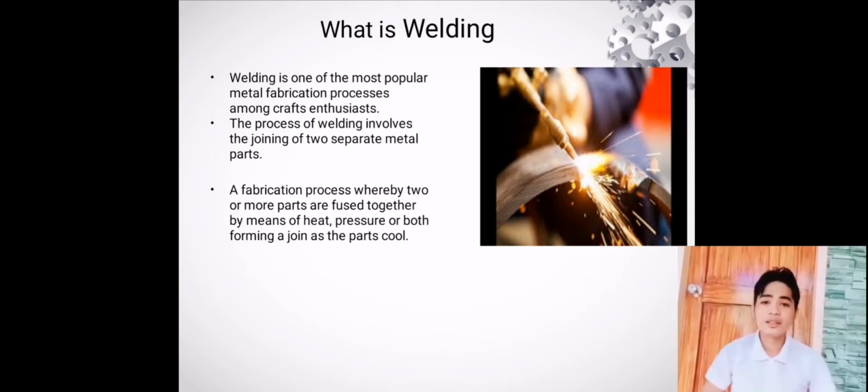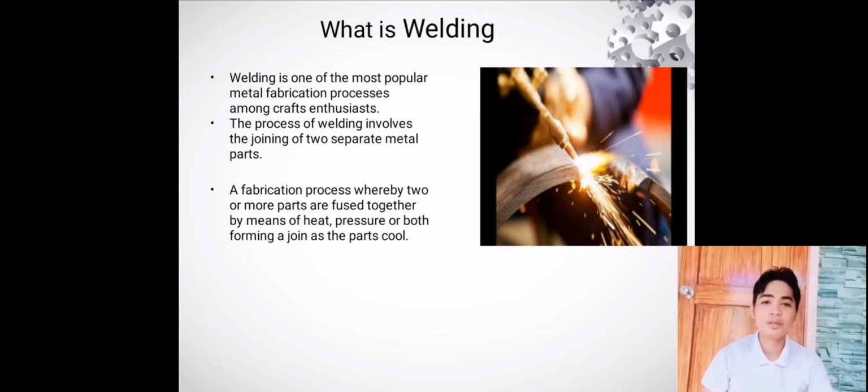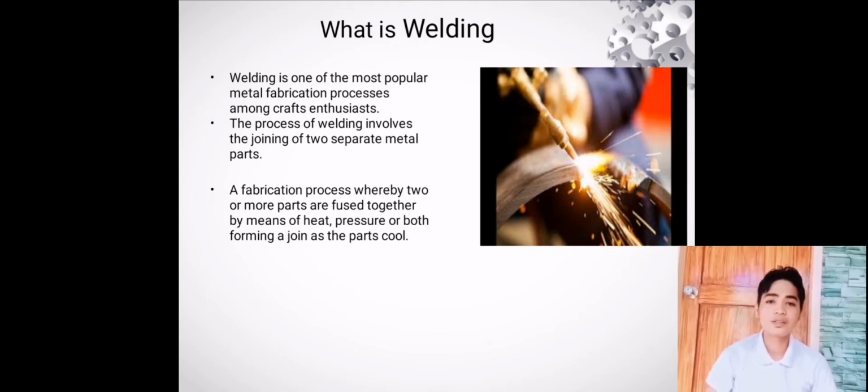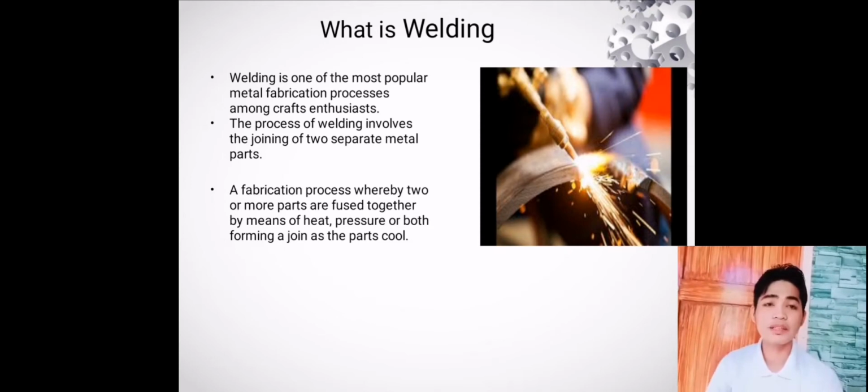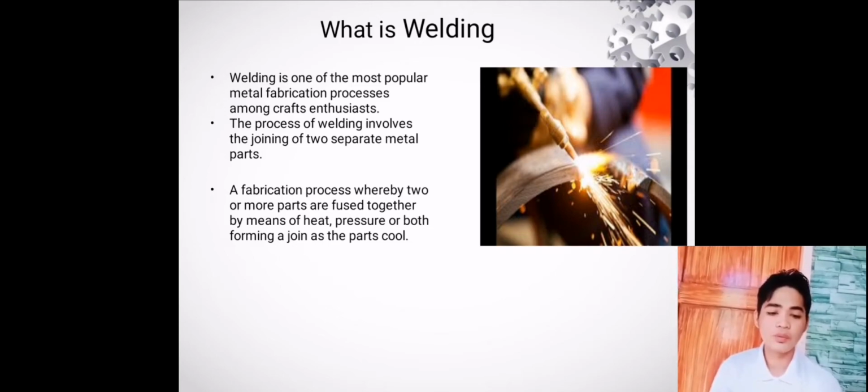The process of welding involves the joining of two separate metal parts. Welding is a high heat process, and sometimes the addition of other metals or gases causes the metallic structures to join and become a single structure. It is a fabrication process whereby two or more parts are fused together by means of heat, pressure, or both, forming a joint.